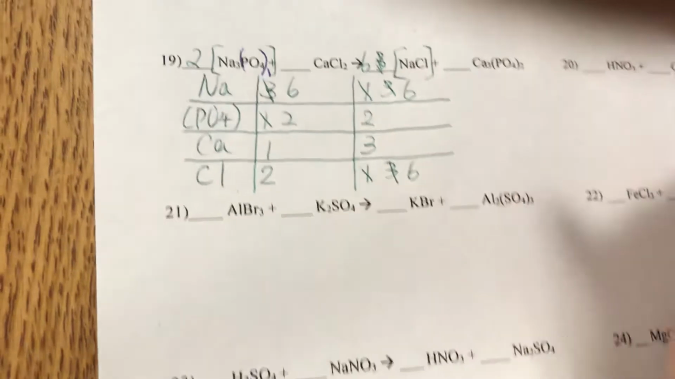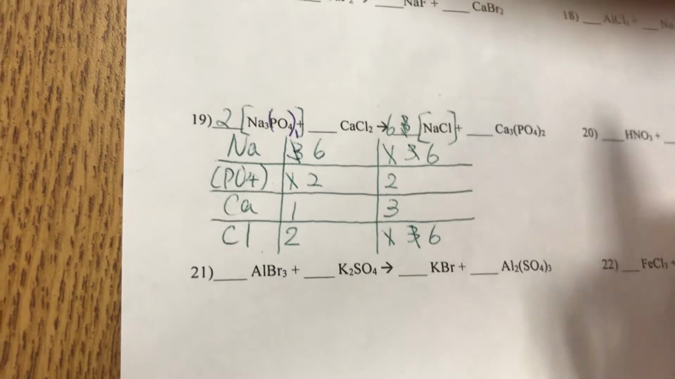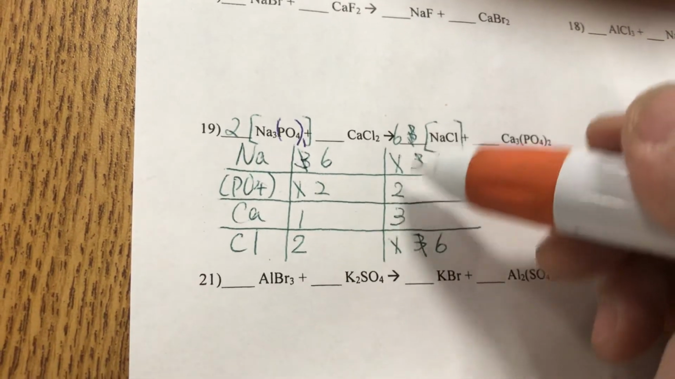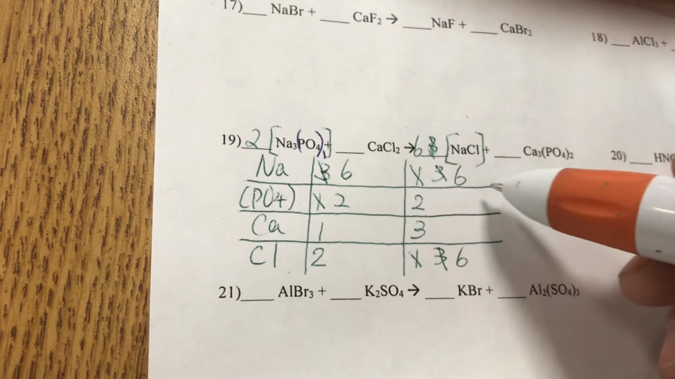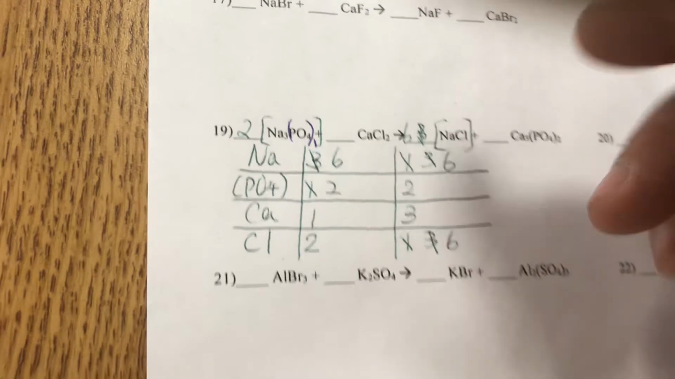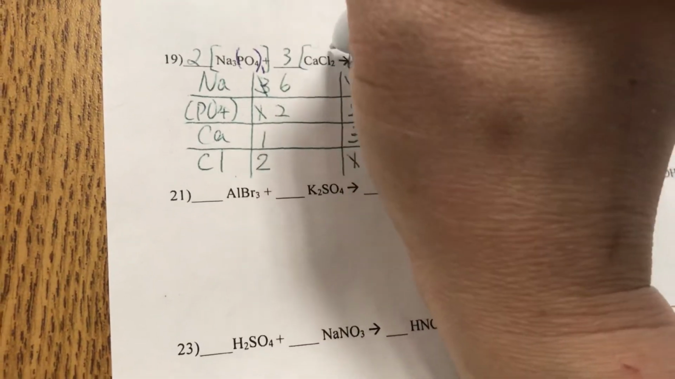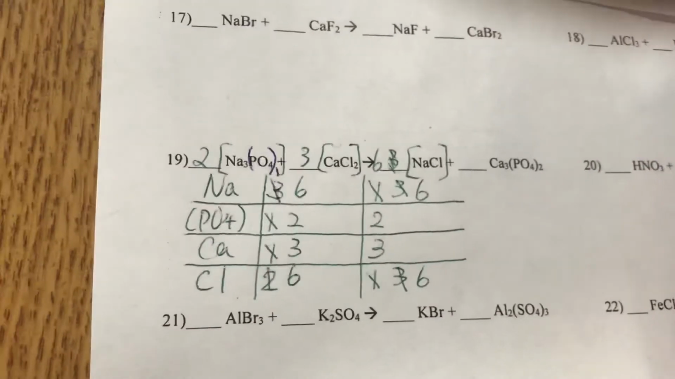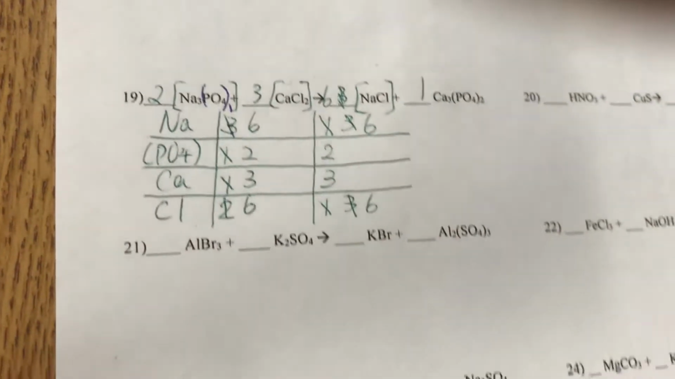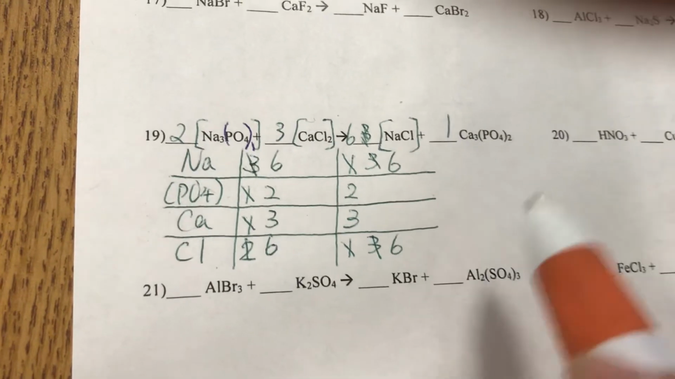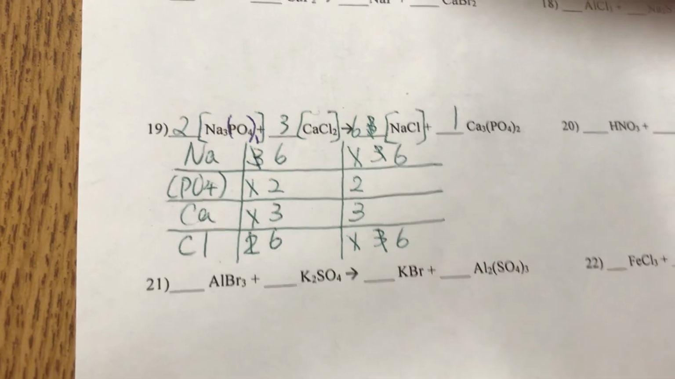All right, now the Ca is not happy. So how can I make the Ca happy? So actually, I'm gonna put 3 here to make it 3 Ca, and then 6 Cl. So it looks like everybody happy now. Then finally, I can put the 1 here. And 2, 3, 6, 1 is acceptable because it's the least ratio.